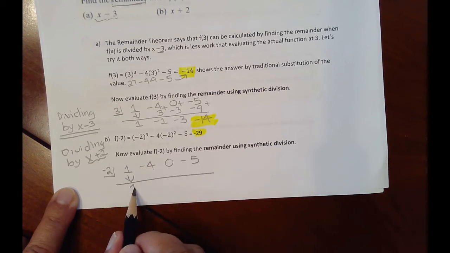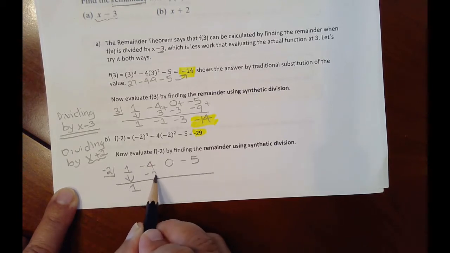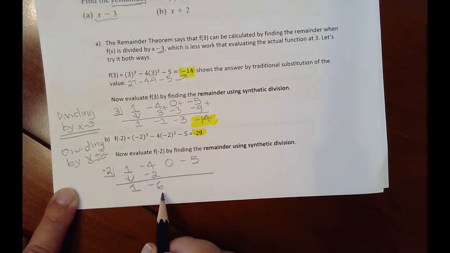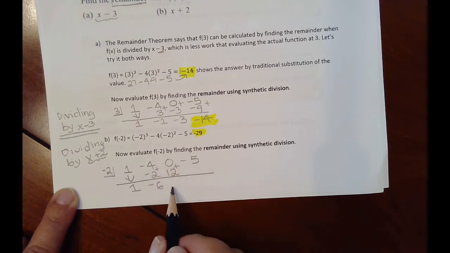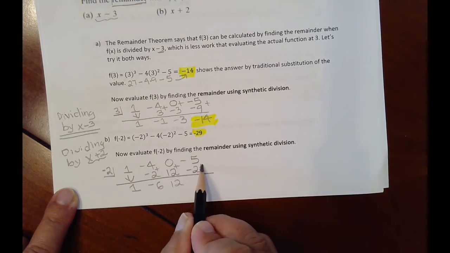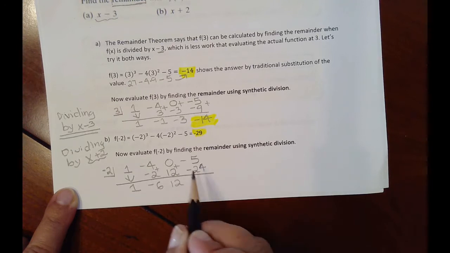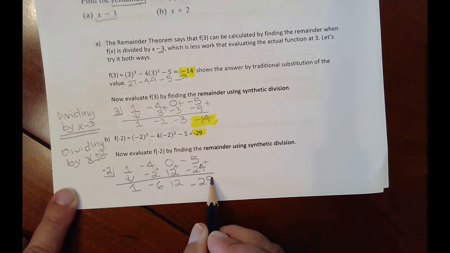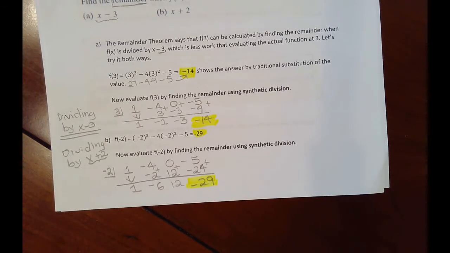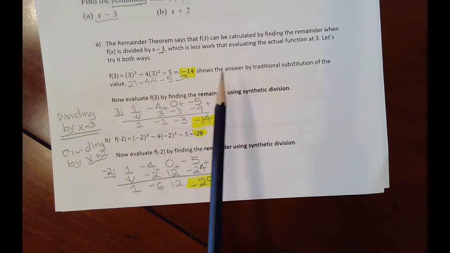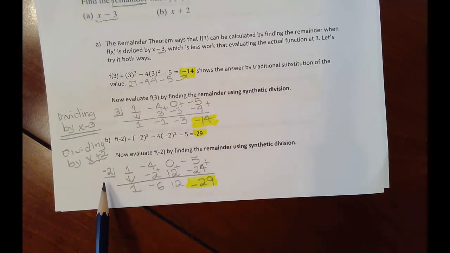Bring down that 1. Multiply -2 times 1, that's -2. Multiply -2 times -6, that's 12. You're always adding up these columns. Multiply -2 times 12, that's -24, almost done. Add these up and you get -29. So once again, just another way to evaluate a function. You can either actually physically plug it into each and every term where there was an x, or you can use synthetic division.